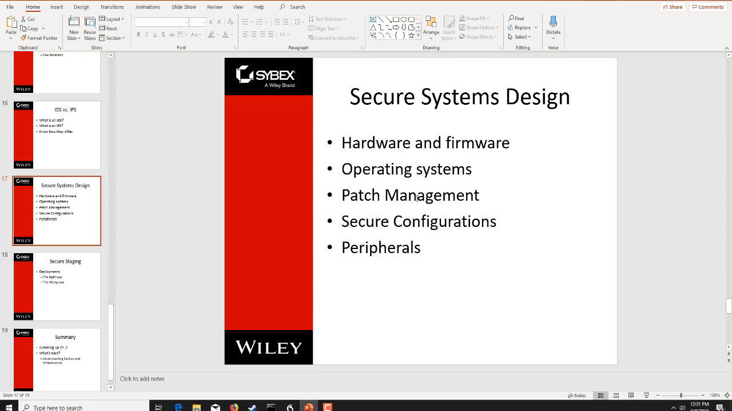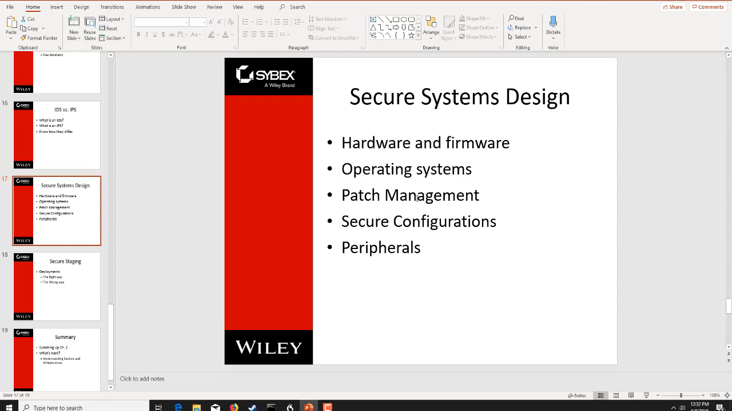Secure configurations. This is the one that really gets people, because most of your really big breaches that have happened in the last few years either come from a patch not being applied or from a configuration that is not secure. A weak password, an open port, something of that nature. Where we have not followed good lockdown procedures, good hardening procedures on components such as routers, switches, APs, or even operating systems for that matter.